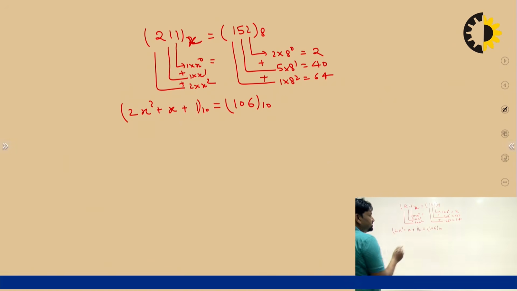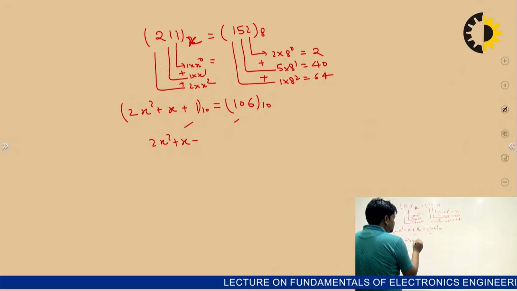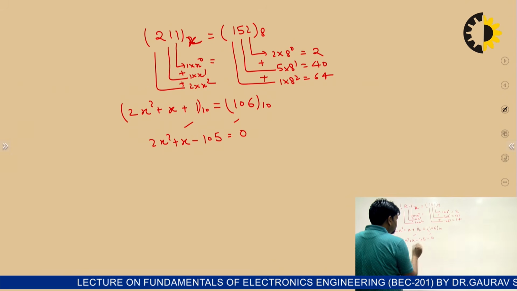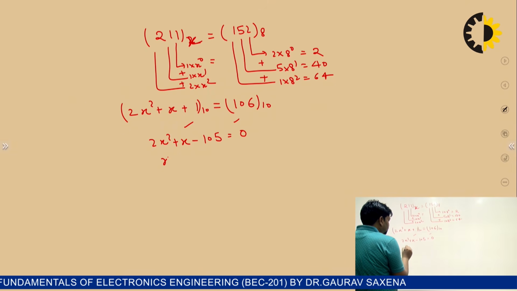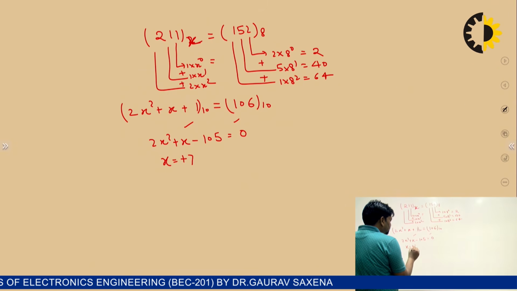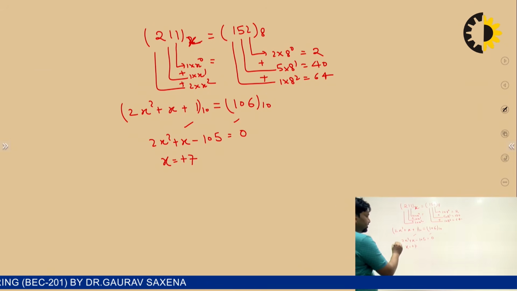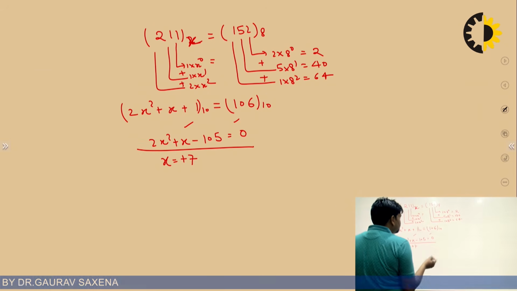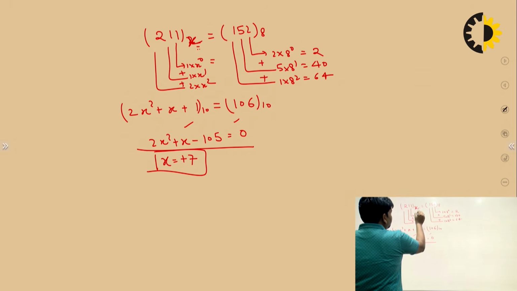So both are in the same radix, so we equate them. So 2x square plus x, shifting minus 105, is equal to 0. So this is a quadratic equation. Then we find the root. So x is equal to plus 7, which satisfies this equation. So x minus 7 is the root, so the radix of x is equal to 7. So the value of x is equal to 7.